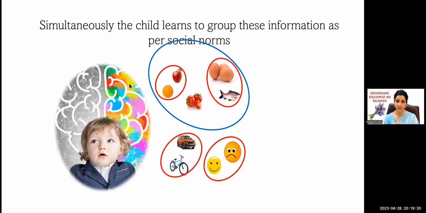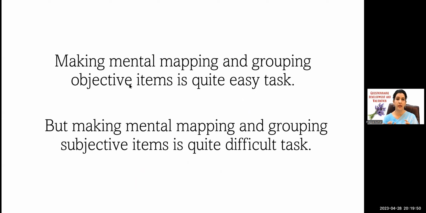So as per social norm, the child processes this information, registers it, and tries to club it. Club means when he is thinking about the apple and orange, the construct of eatable fruits will come to his or her mind. And that is there till adulthood.